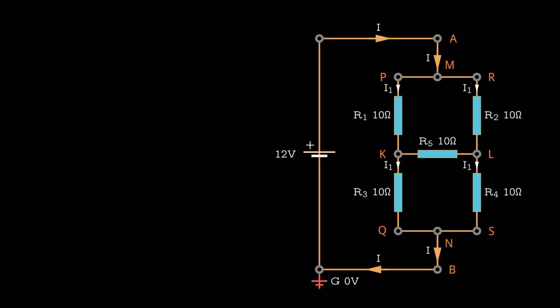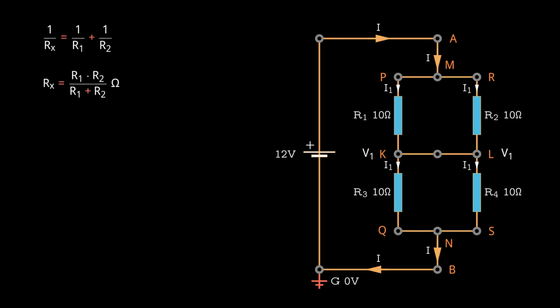Now we should also verify whether we obtain the same equivalent resistance when nodes K and L are short-circuited. With the connection established between nodes K and L, resistors R1 and R2, as well as R3 and R4, are now in parallel. By applying the standard formula for parallel resistors, we calculate the equivalent resistance for each pair.